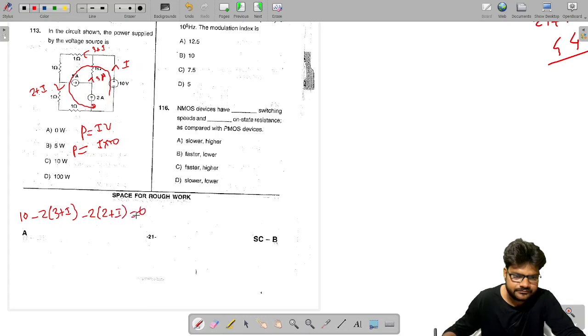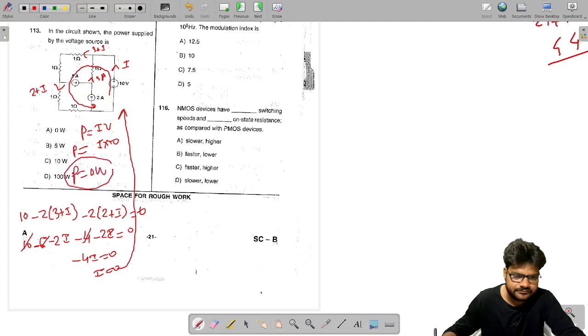So this is 10 minus 6 minus 2I, and then minus 4 minus 2I equals 0. 6 and 4 make 10, so that cancels out, and then minus 4I equals 0. So I is going to be 0. If I is 0, then power is going to be 0 watt. So no power is supplied by this 10 volt source. So the correct option is A.